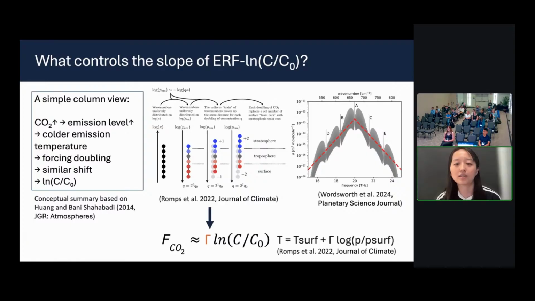But Romps' explanation relies on the assumption that CO2 has a broad absorption band near 15 microns. Years later, Wordsworth et al. explained why this broad band exists, providing a quantum mechanical explanation for this assumption underlying Romps' framework. So after going through these why-log papers, we found that temperature structure keeps appearing in the final expression for CO2 forcing. So we tried to bring lapse rate into the framework and see whether it can help us interpret the different slopes.